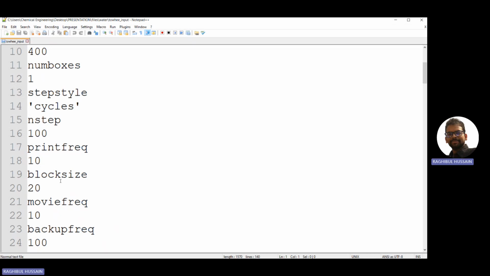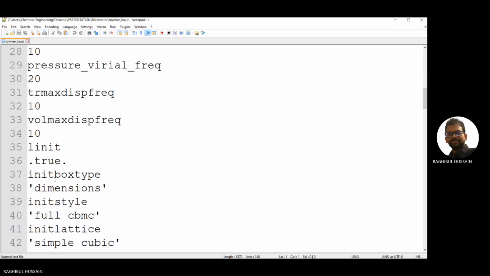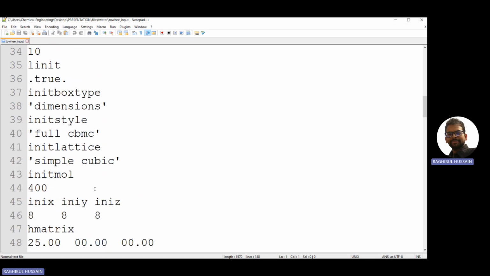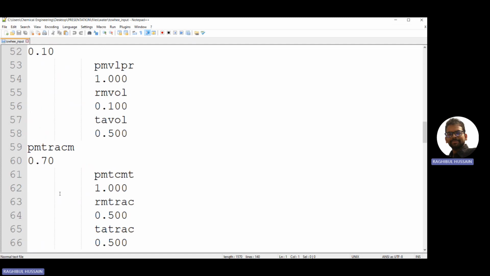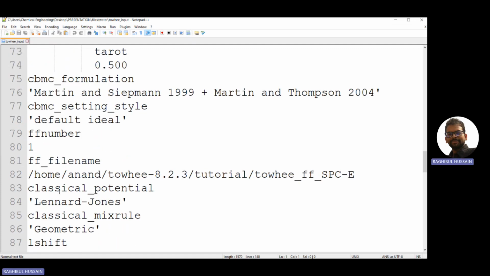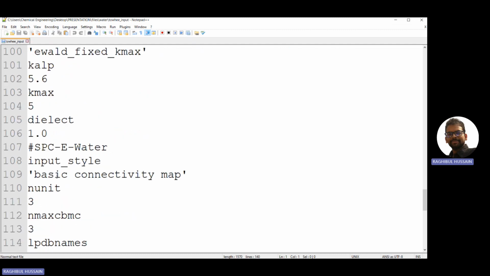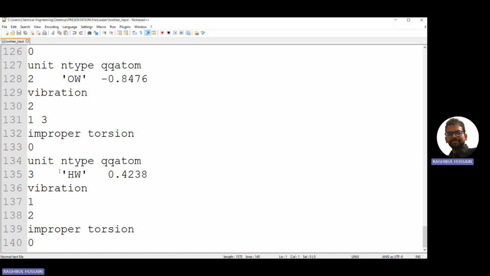Step in all the print frequency. Then limit is true. Dimensions, full CBMC, simple cubic, box sizes, all the probabilities, right? Then LJ potential, Coulombic, all cutoffs, and in last we have molecule definition. So this is your input file.